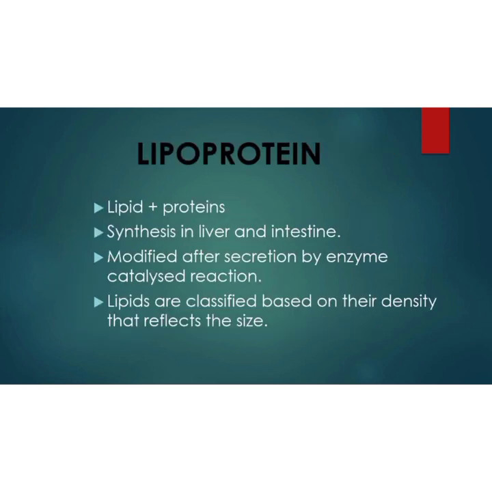Lipoproteins. Lipid plus protein is called lipoprotein. It is synthesized in the liver and intestine, and modified after secretion by enzyme catalyzed reactions. Lipoproteins are classified based on their density, which reflects the size. Next, we are going to see the classification of lipoproteins, their origin and their function.